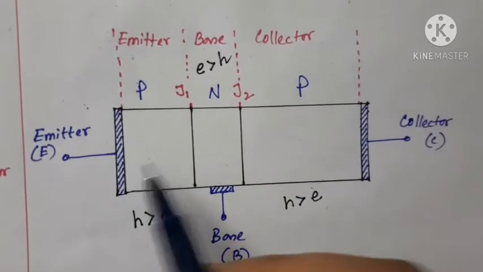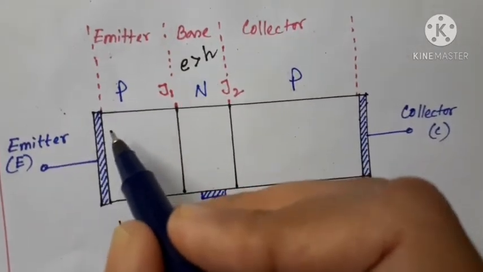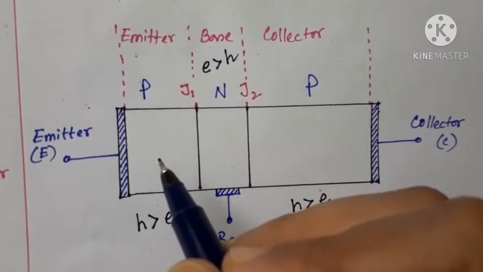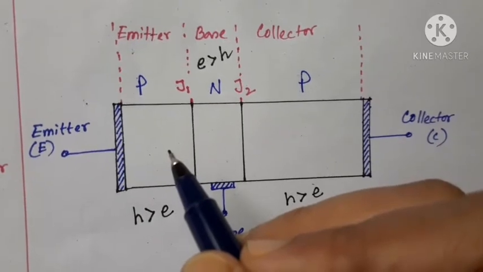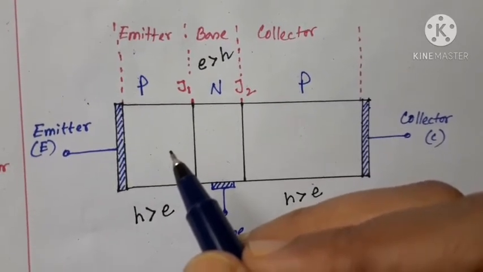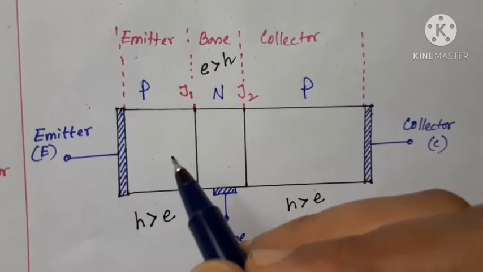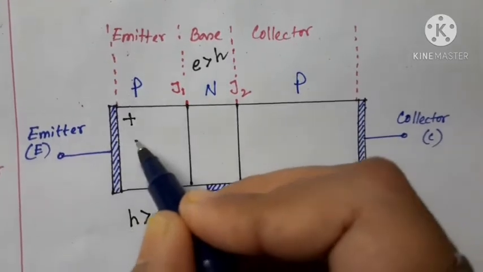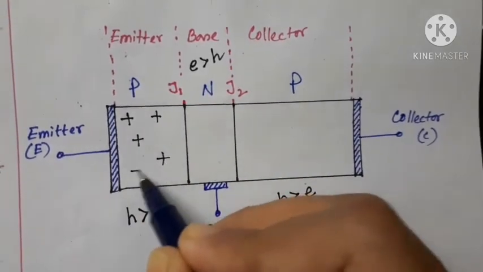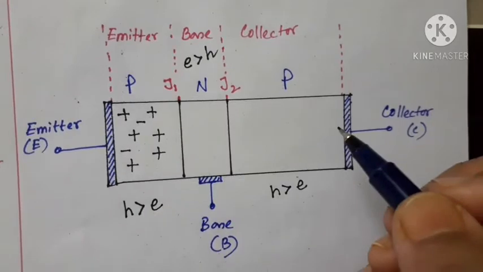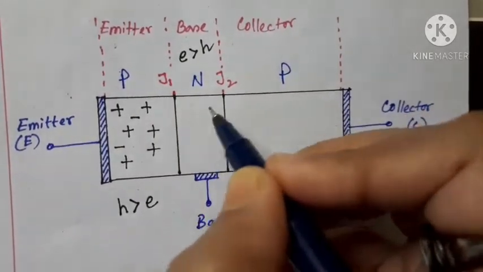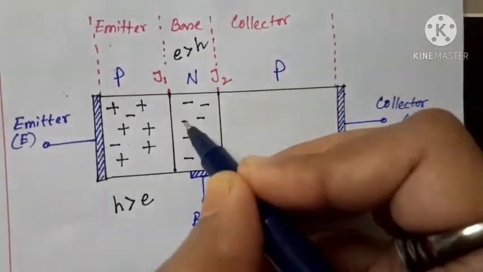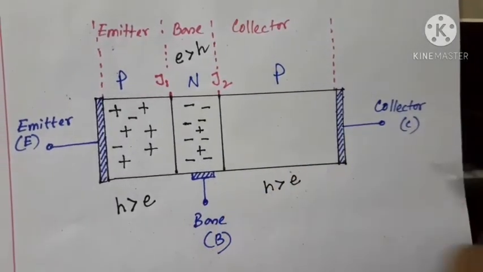So accordingly we have to draw the symbols for the holes and the electrons. As you know, an electron is a negatively charged entity, a negative charge carrier, and a hole is a positive charge carrier. So we have to draw a number of positive charges here and a few electrons. And here the case is opposite. Here we have to draw a number of electrons and a few holes.